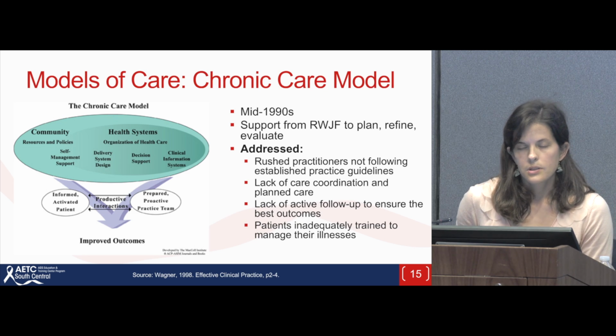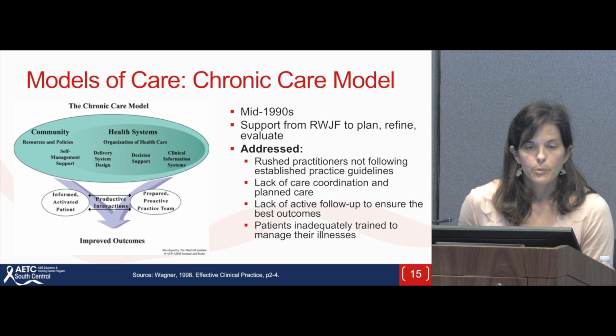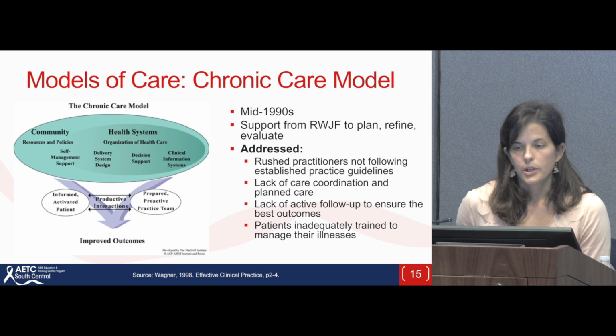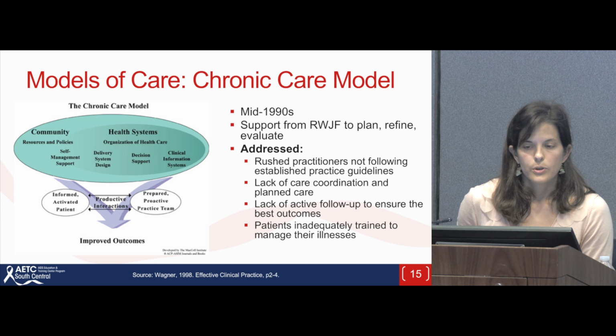Another model, and this will wrap up our primary care models, is the chronic care model. So this is an old model, started in the 1990s. It received support from the Robert Wood Johnson Foundation to plan, refine, and evaluate it. And they came up with the model that you see there on the left of the screen. And it came about to address 4 deficiencies in chronic care.